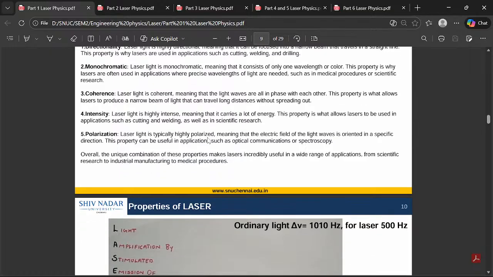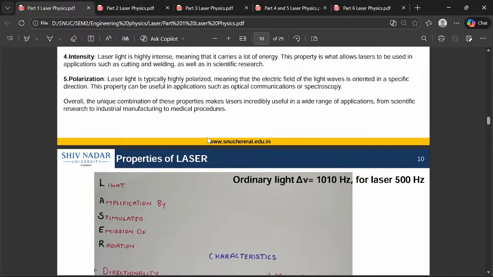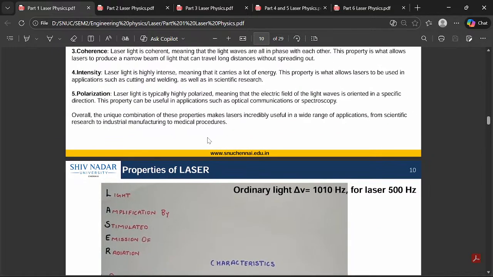Polarization. Laser light is highly polarized because the electric field of the light waves is oriented in a specific direction. So this polarization helps in some research and high end stuff like optical communication and spectroscopy and holography and stuff like that.